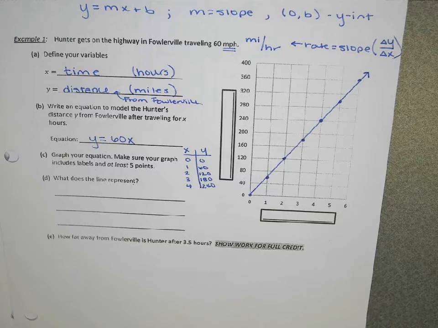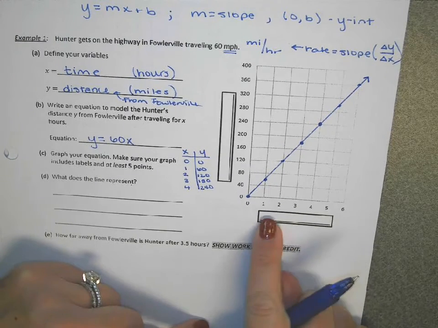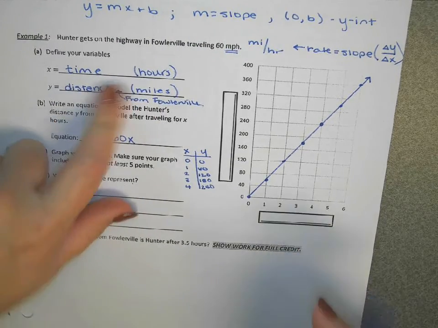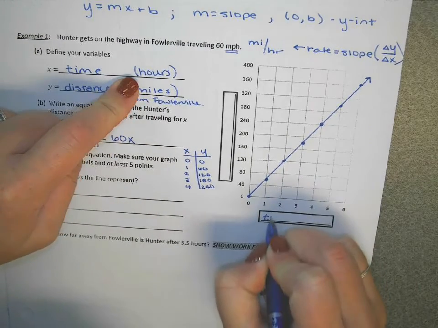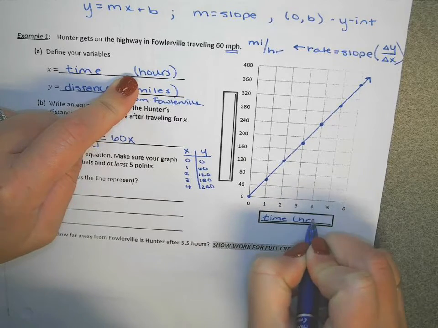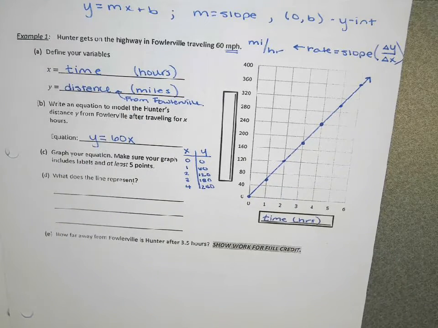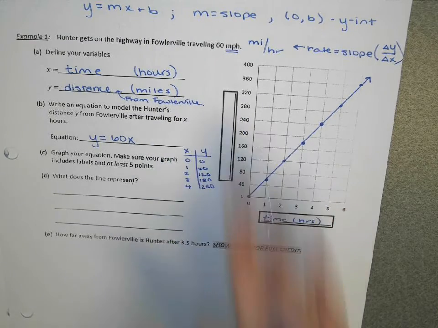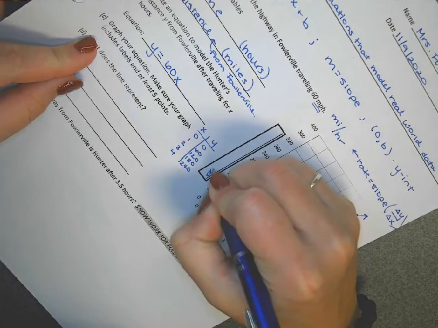Okay. All right. So then we also have to label our axes. What axis is this one? Your x-axis or your y-axis? X. So we look up here and how did we define our variable? We defined it as time measured in hours. So that's how I'm going to label it. How would I label my y-axis then? Yep, distance measured in miles.